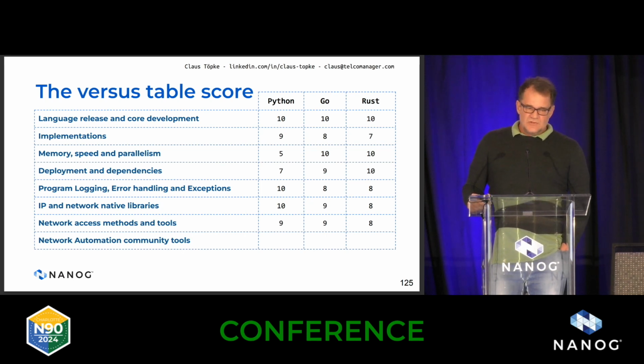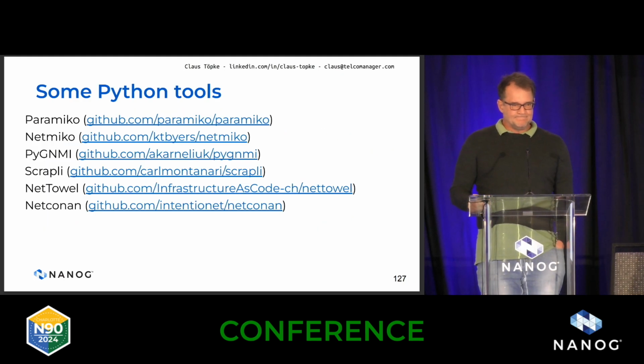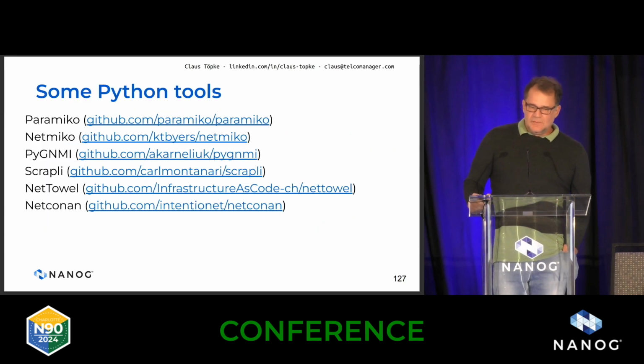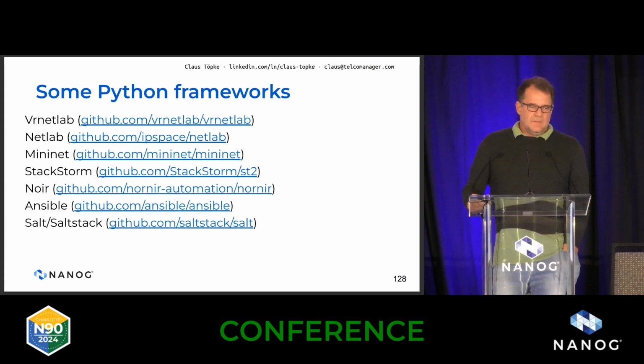Let's go to network automation community tools. Python wins a lot because there are so many implementations, so many tools that you can use. Those here are just a few of them. There are so many, and it's difficult even to find one and decide which one to use sometimes. Python has lots of other implementations like Mininet and people writing automation, like Salt and Ansible.